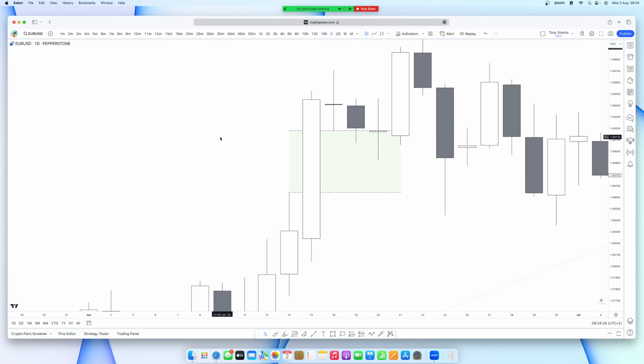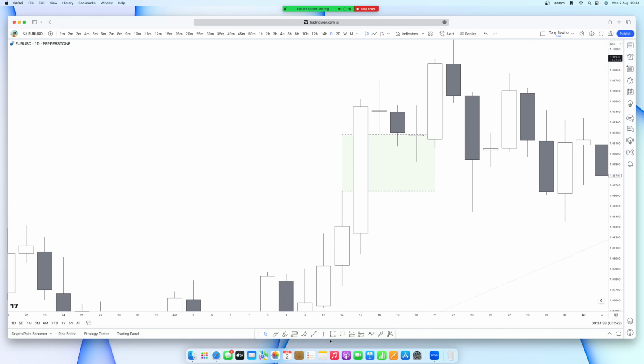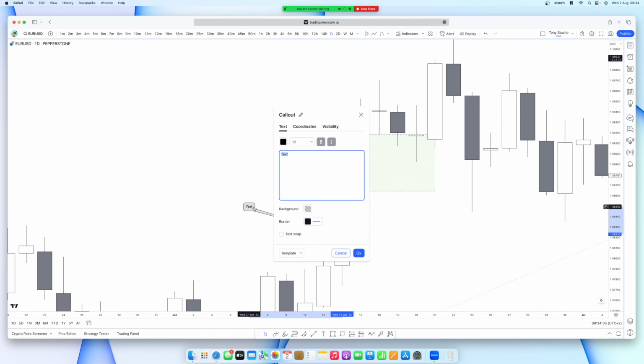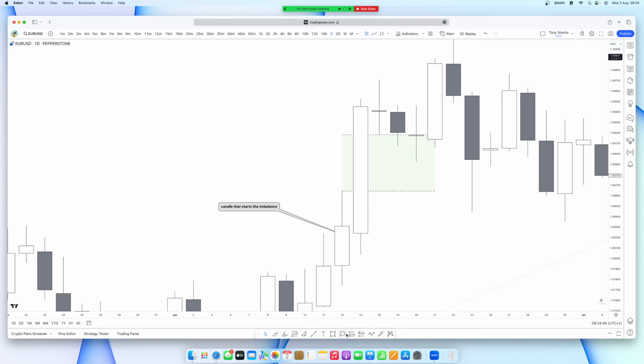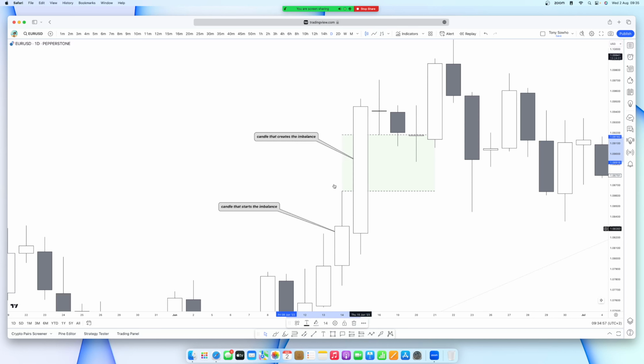So let's go now. An imbalance consists of how many candles? 3 candles. Now let's do. This is number 1. This is the candle that starts the imbalance. That is candle 1. Number 2 is the candle that creates the imbalance. Number 3 is the candle that completes the imbalance.